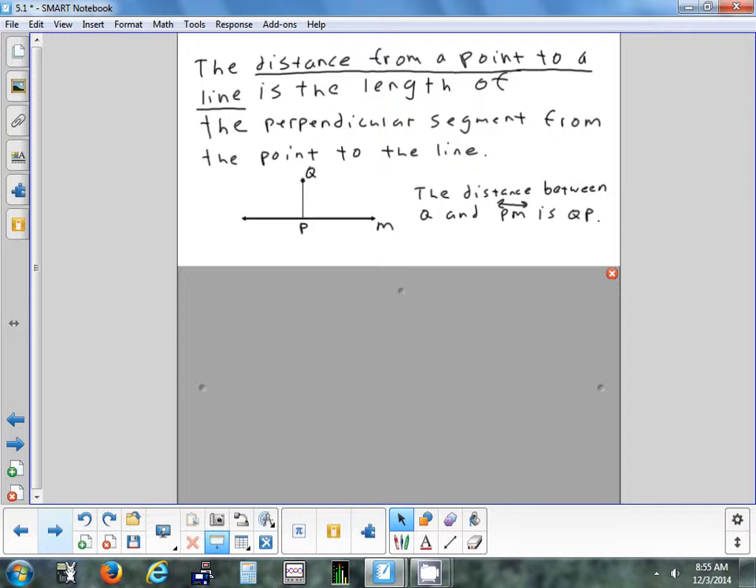Okay, so the distance between Q and line PM is QP, and this would have to be perpendicular. That's the distance between Q and PM. Any other distance that you measure is a longer distance because it's not being measured perpendicular. It's still straight, it's just not perpendicular. So that's how you measure the distance from a point to a line. It's always measured perpendicularly.